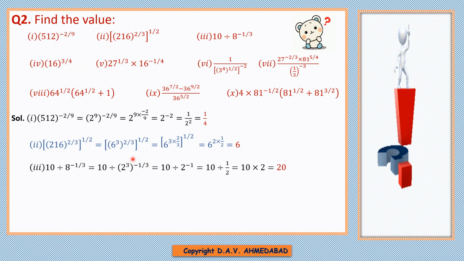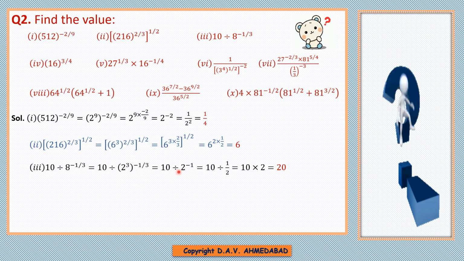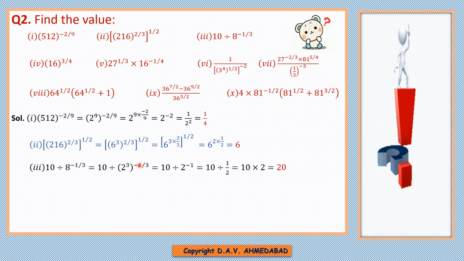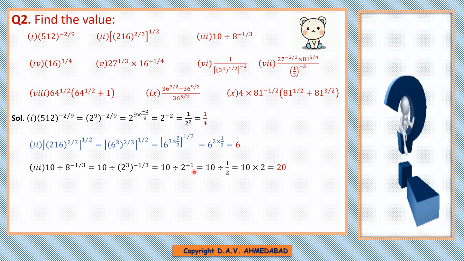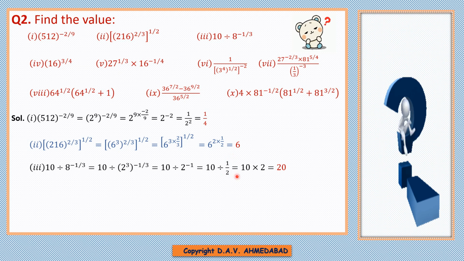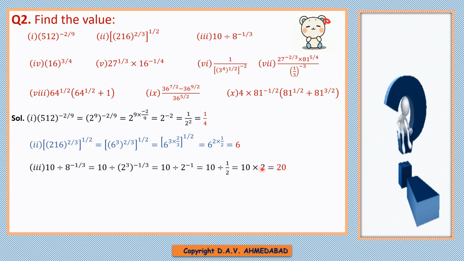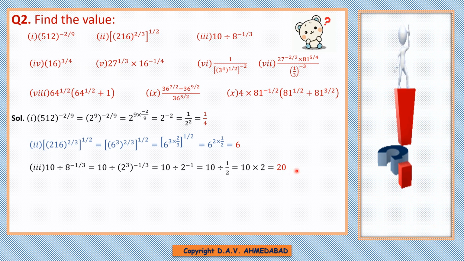So in next step, 3 cancelled. So what we will have? We will have 10 divided by 2 raised to the power minus 1. Right? 2 raised to the power minus 1 is 1 by 2. Now 10 divided by 1 by 2 means 10 multiplied by 2 by 1. So 10 multiplied by 2 by 1 means 10 multiplied by 2, which is equal to 20.